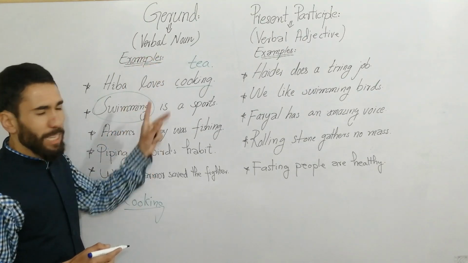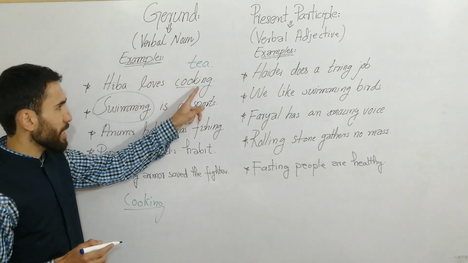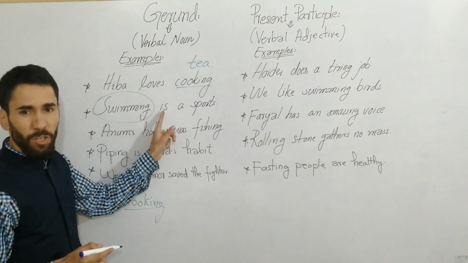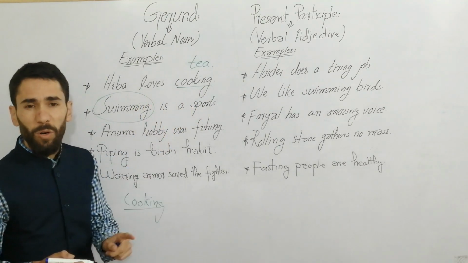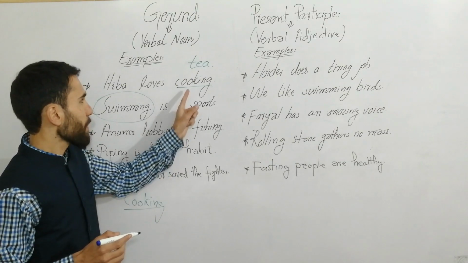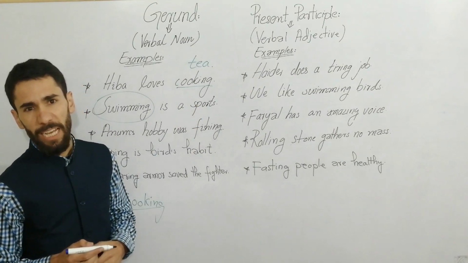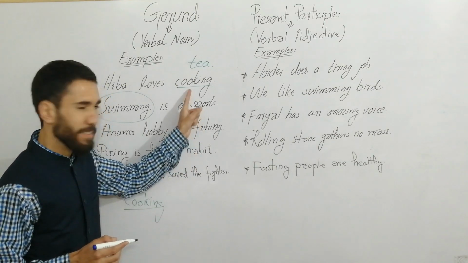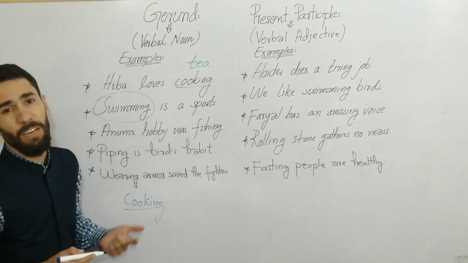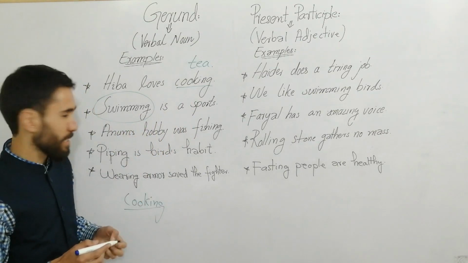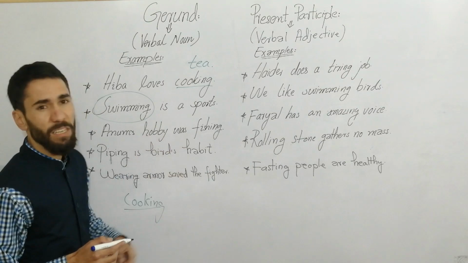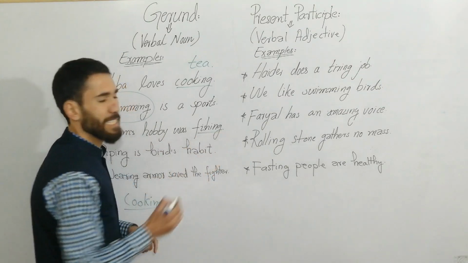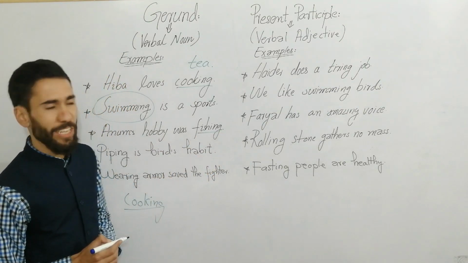Swimming. Look at these two sentences. Hiba loves cooking. Cooking is gerund. Swimming is also gerund. So we have come to know that the gerund can be used as an object of the sentence, like here, and as a subject of the sentence, like in the second sentence. Anand's hobby was fishing. Fishing again is acting as a noun. That's why we call it gerund.